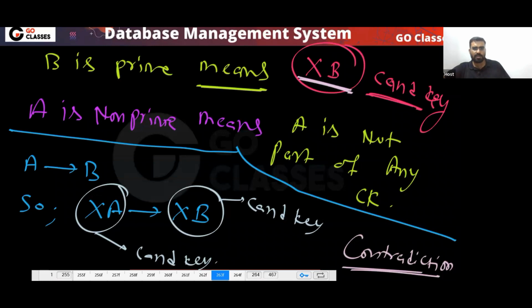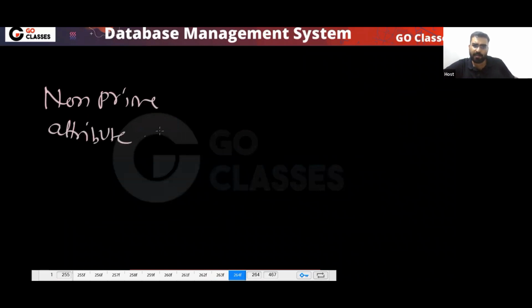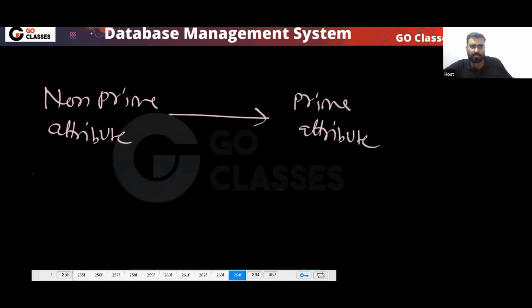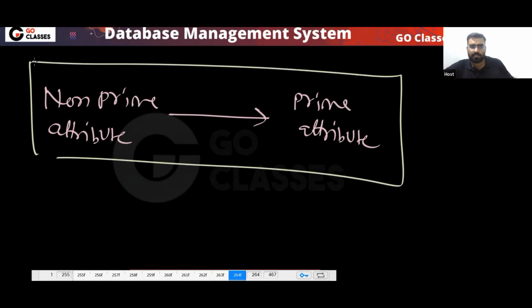So can a prime attribute be determined by a non-prime attribute? This can never happen. Yes or no? Here you have a non-prime attribute, and this is determining a prime attribute. This thing can never happen. Not possible.